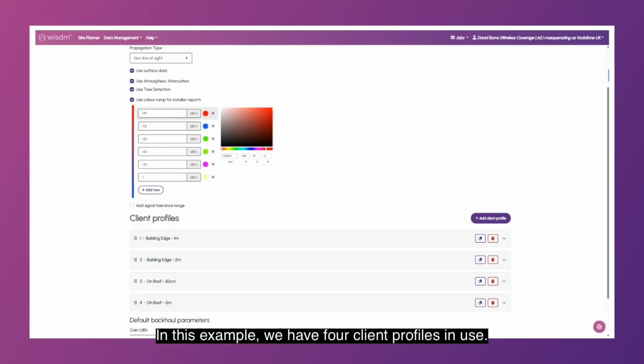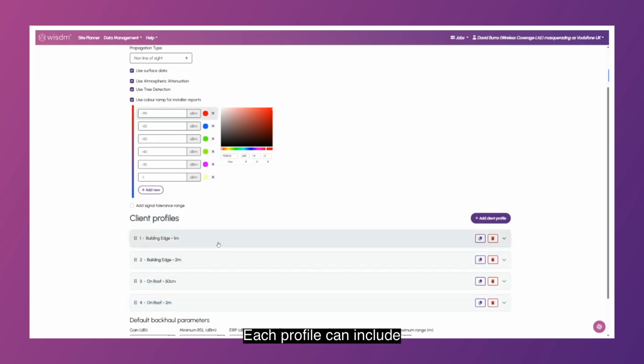In this example, we have 4 client profiles in use. Each one of these profiles is tested in order to see whether or not an address is serviceable. This happens at an individual address, and it also runs with very large scale, multi-million address reports. We have just 4 client profiles set up in this example, but we can have up to 30.